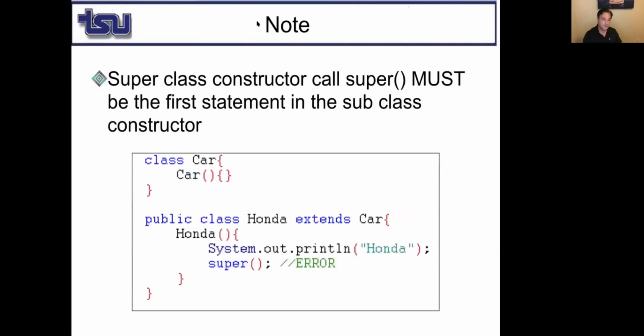Okay, superclass constructor call: super must be the first statement. For example, here I have class Car, which has a default constructor, and Honda extends Car. In Honda, first I print Honda and then make a call to the superclass. No, that's an error. The call has to be the first thing. Otherwise, it's going to be an error.